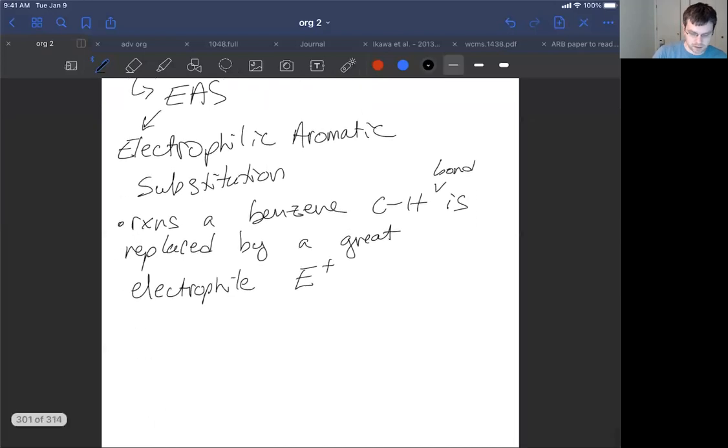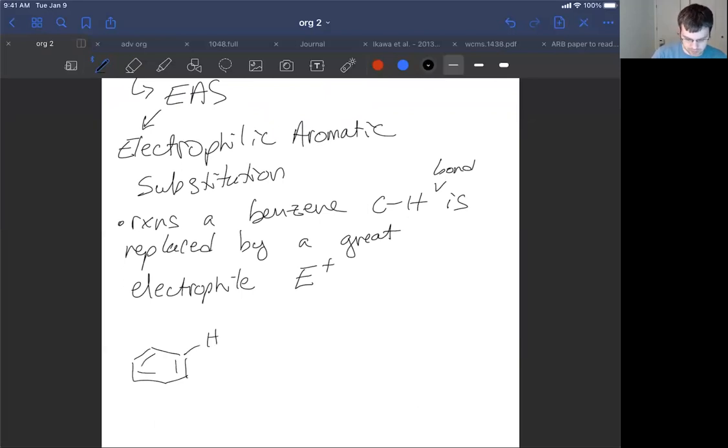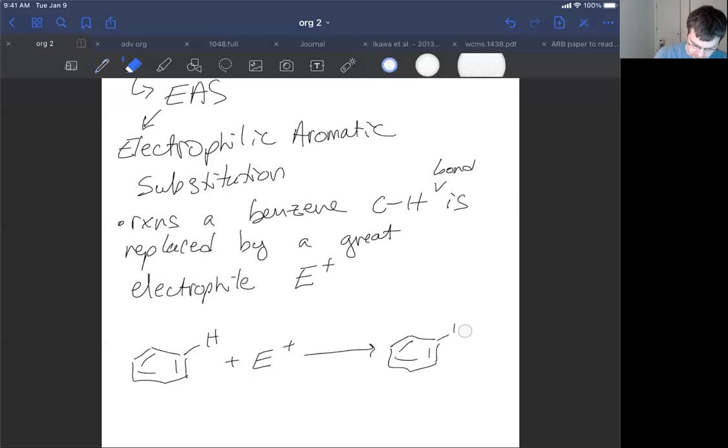So what this looks like is if we take benzene, I'm going to highlight one of the hydrogens. This is the one we're going to replace. We add that to E+, which is a terrific electrophile. We're just going to swap out that hydrogen for the electrophile E. E has substituted the hydrogen atom. We get H+ as a byproduct.